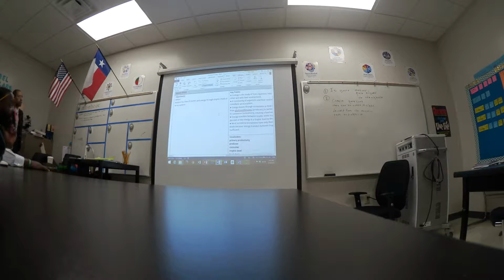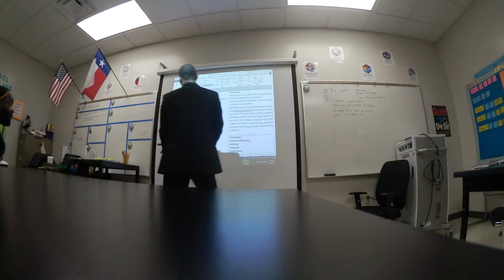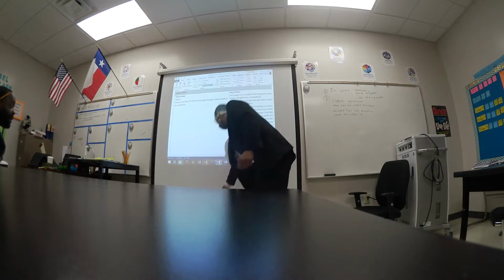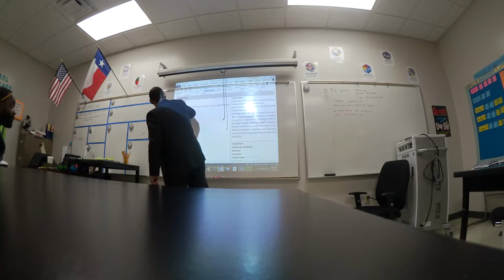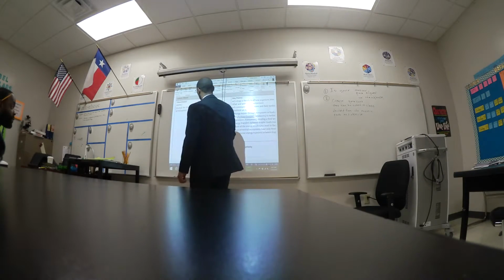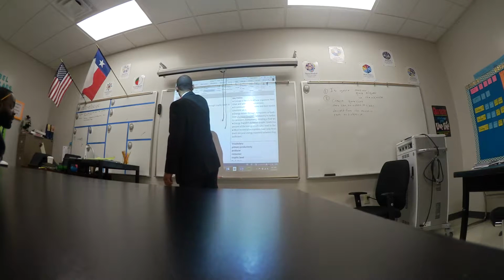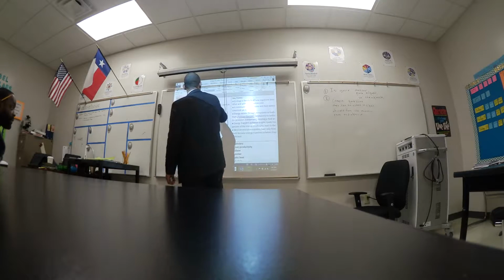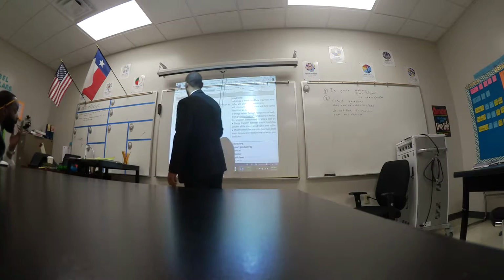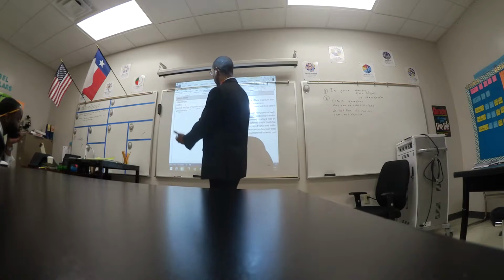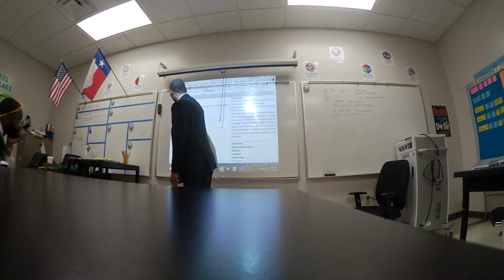So let's look at the objective. What's the objective? Analyze the flow of matter and energy through trophic levels in an ecosystem. So what's the verb we're doing here? Analyze. We're analyzing what? The flow of matter and energy. So we're analyzing the flow of matter and energy through what? Through trophic levels in an ecosystem.